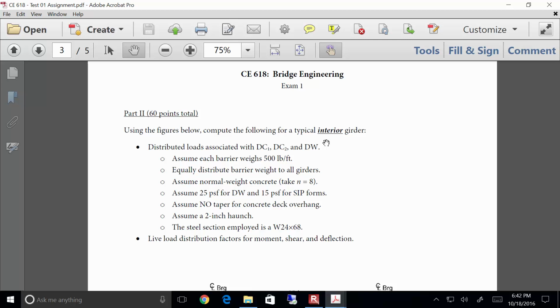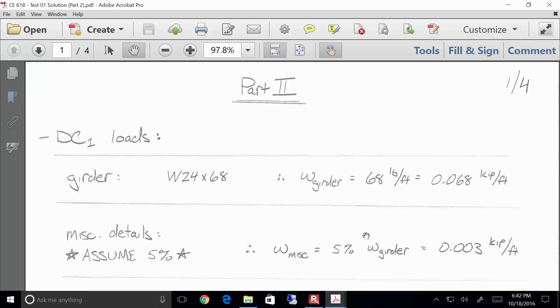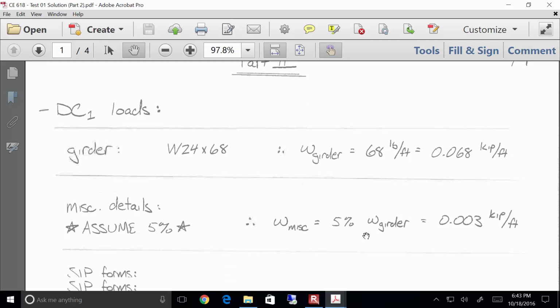Pounds per foot. A lot of folks, when they were doing DC1 calcs, went through and calculated the area and divided by 144 and multiplied by 0.49. Here we go. It's a W24 by 68. It weighs 68 pounds per foot, and that's it. There's really no math there, and I was curious to see if anybody caught that. All right, for miscellaneous details, you just assume some percentage. I saw fives, I saw tens, I think I saw some folks do seven. It doesn't really matter, just as long as you stated your assumption. That's really what I was after there.